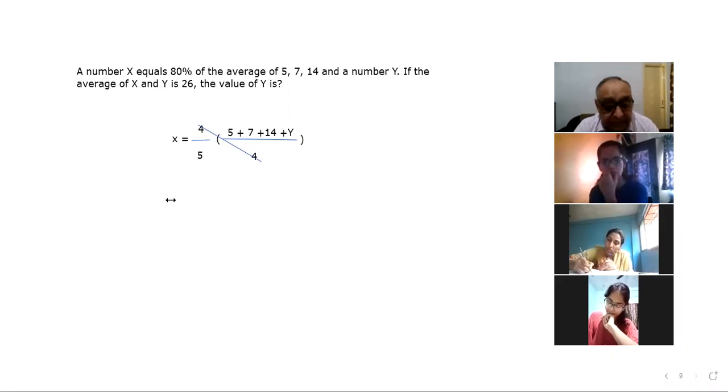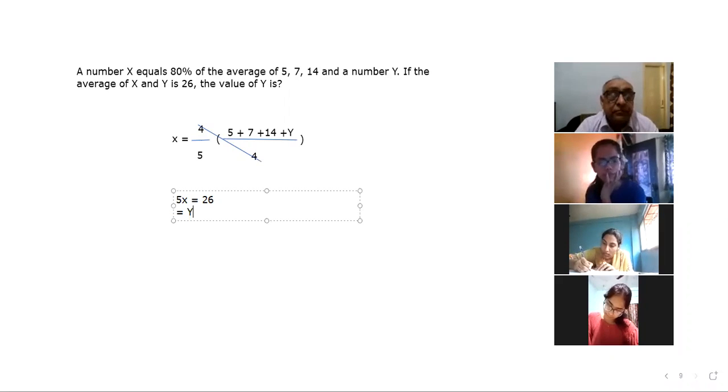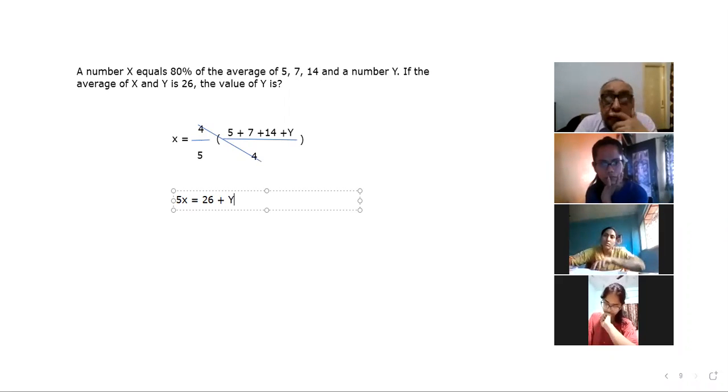That is 5x is equal to 5 plus 7, 12, plus 14, 26, plus y. Sorry, 26 plus y. Clear? Okay. So now the average of x and y is 26, and the value of y is the point.